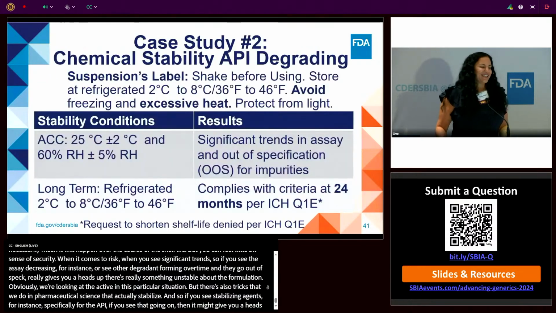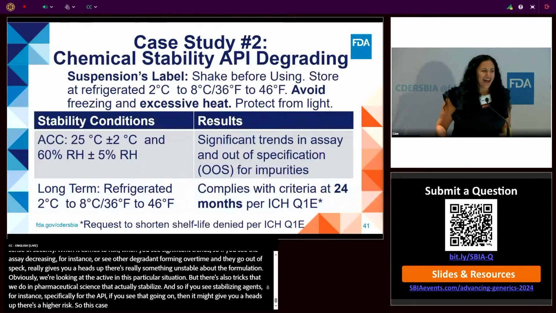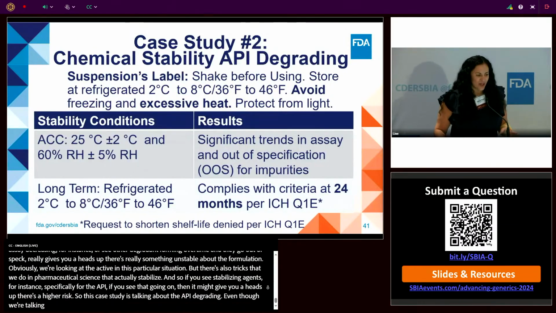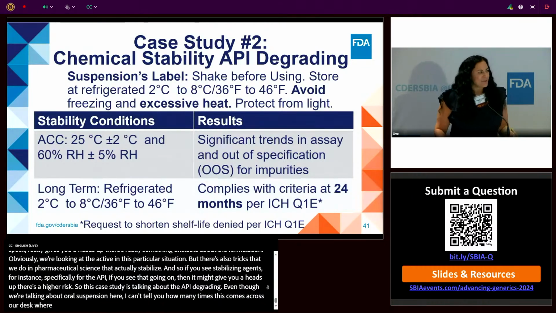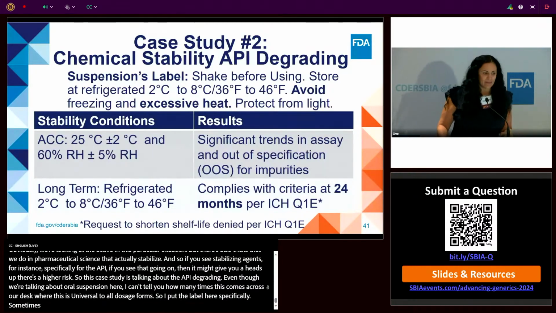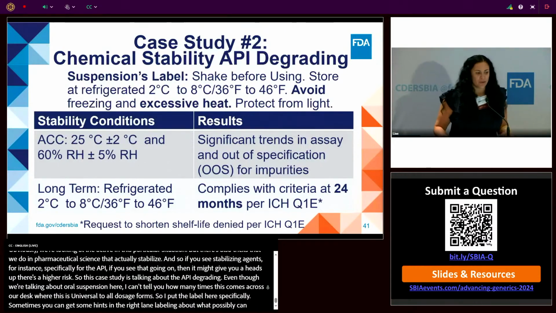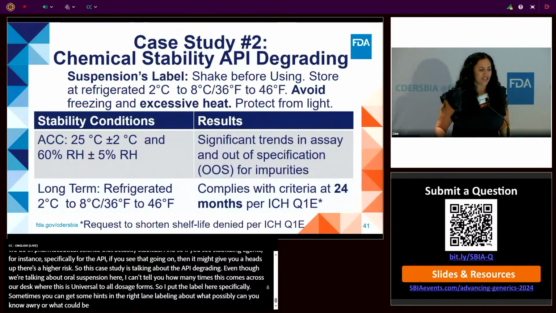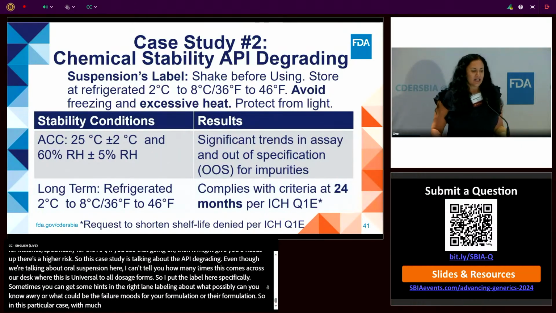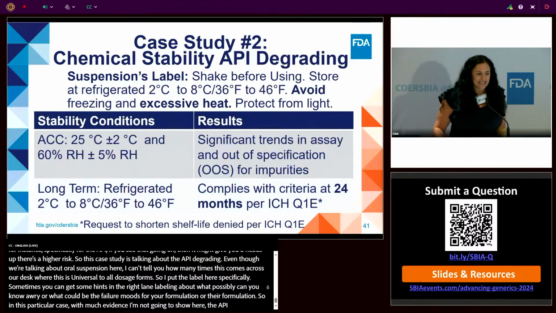So this case study is talking about the API degrading. Even though we're talking about oral suspension here, I can't tell you how many times this comes across our desk, where this is universal to all dosage forms. So I put the label here specifically. Sometimes you can get some hints in the RLD labeling about what possibly can go awry, or what can be the failure modes for your formulation or their formulation. So in this particular case, with much evidence I'm not going to show here, the API was thermally unstable, so it was affected by heat.